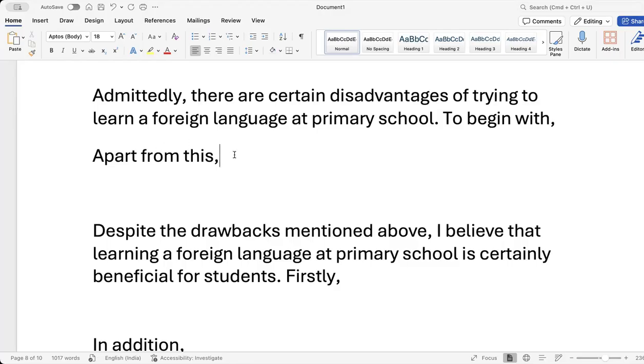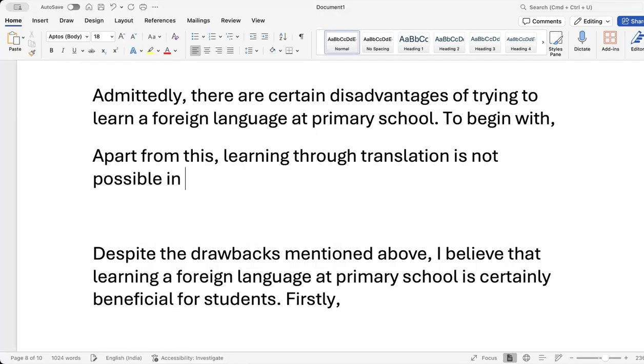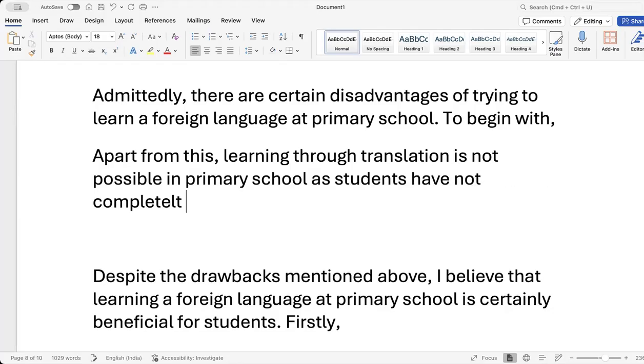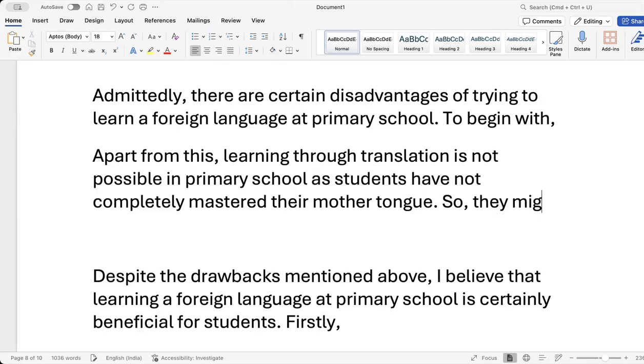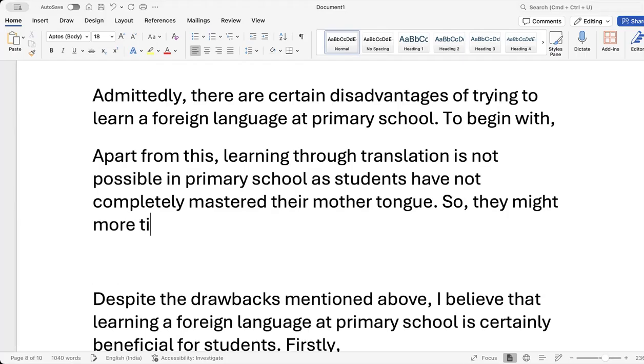Apart from this, learning through translation is not possible in primary school as students have not completely mastered their mother tongue. So they might take more time. So you can write they might take more time to learn the language.